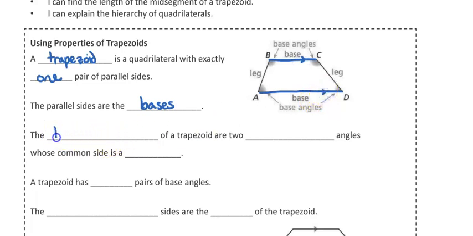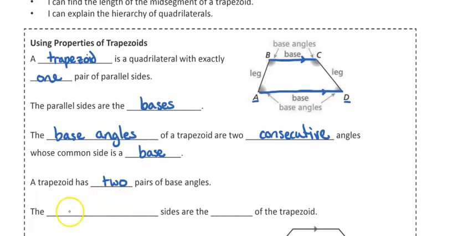Then we have the base angles. Base angles of a trapezoid are two consecutive angles, next to each other, whose common side is a base. For example, angle A and angle D are base angles because they share the base as a common side. A and B are not base angles because they share a leg as the common side. You can see these arrows point to the base angles. B and C are base angles and A and D are base angles. So the trapezoid has two pairs of base angles.